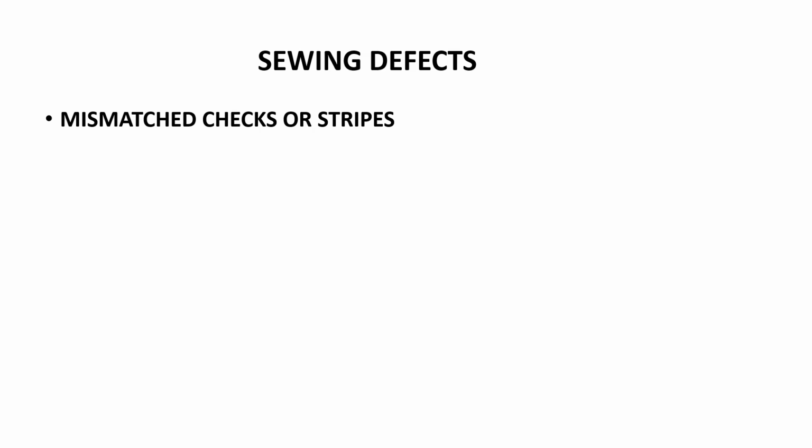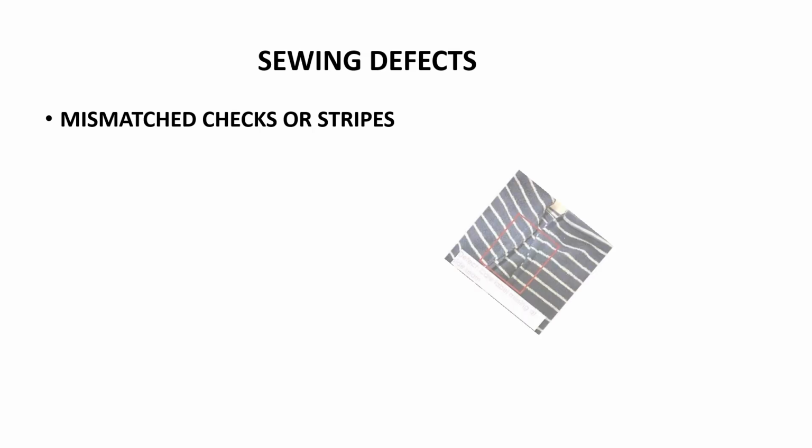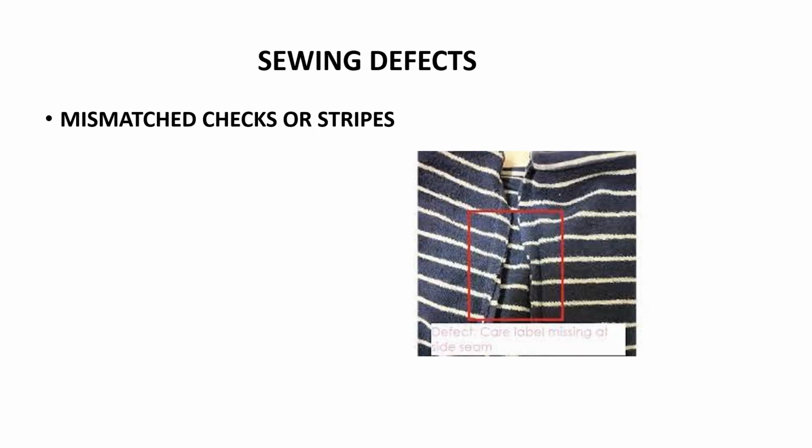Now, there are occasions when, during sewing, checks or stripes are not matched properly, as shown in the figure. The lines are not properly matched while doing the stitching. So that also comes as a sewing defect.